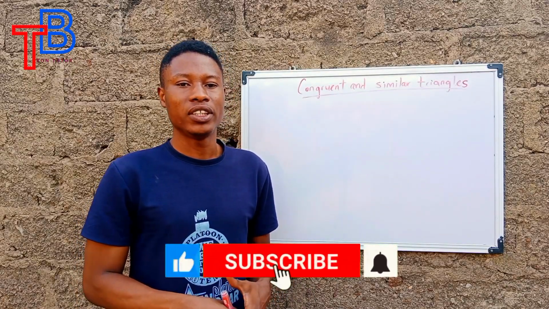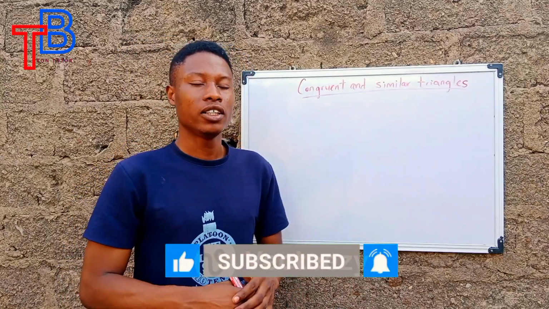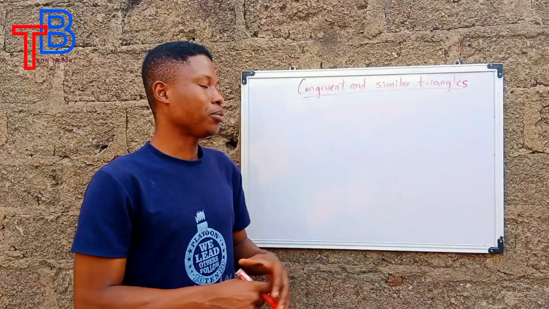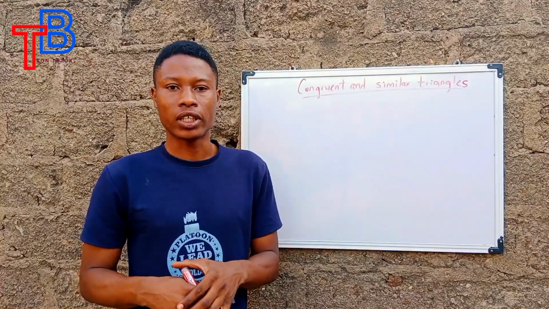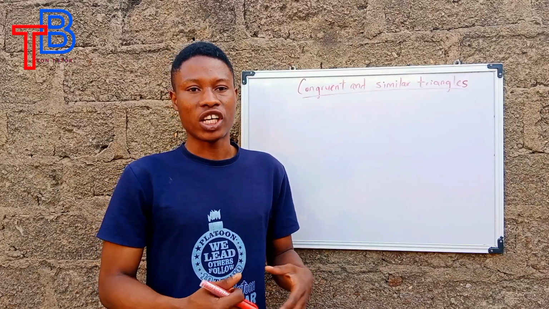We are still on plane shapes, and today we'll be talking about congruent and similar triangles. These are two types of relationships we have among triangles, which will help us understand much more about triangles.